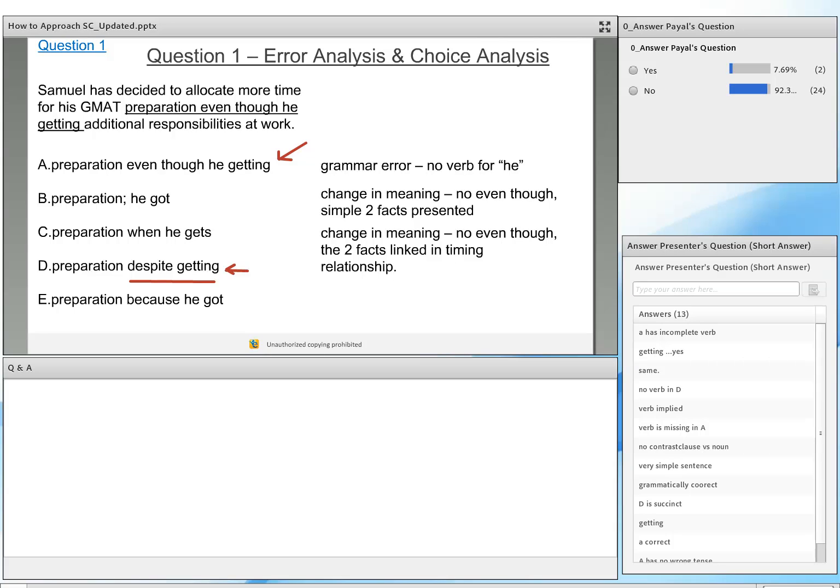But again, the reason I have this very easy question here is to show you those various aspects that you know very well, but you have to really practice using the right kind of tools and the right kind of techniques. Now, choice E: "preparation because he got." There is no causal relationship over here, and that's why choice E is wrong.